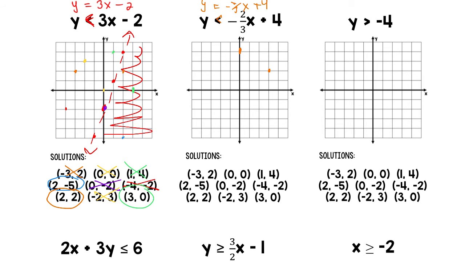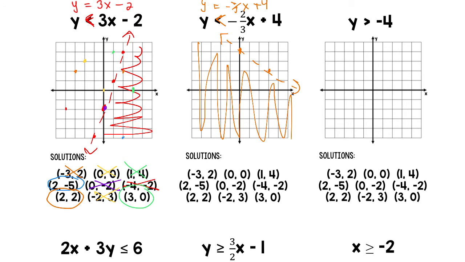There is no equals in our inequality, so this will be a dashed line again. And since it's less than, we'll shade below. There it is. Now, I want you to test on your own and see which of these points are solutions.